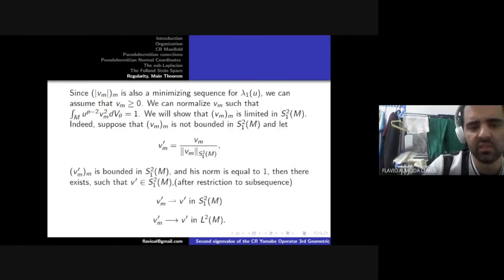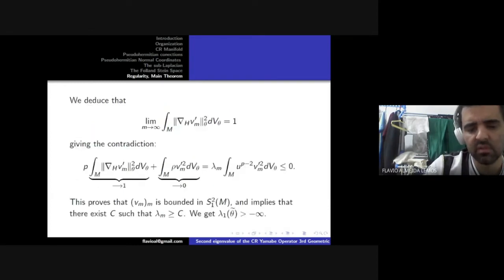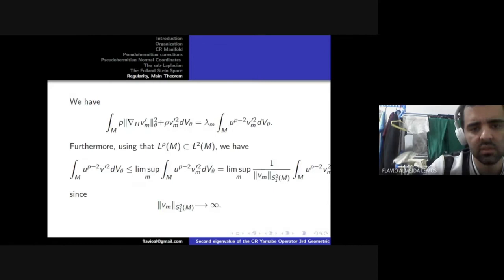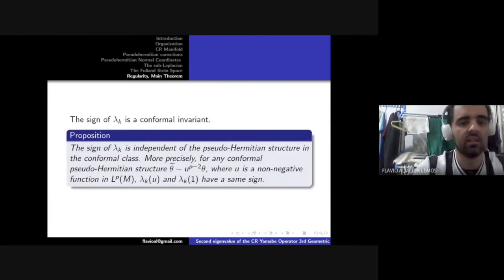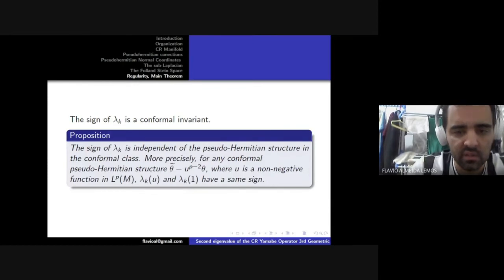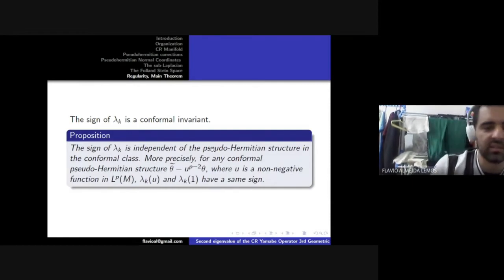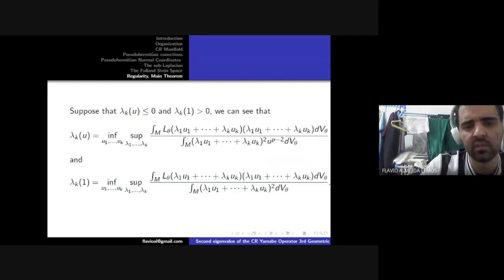We prove the proof technique. We use a subsequence, normalize the subsequence. All right. We have a proposition that says the sign of the second eigenvalue is invariant over the conformal class, right? The second eigenvalue number has the same sign over a conformal class. All right, the proof is simple. This is the same proof as Elsayed's proof in this article.